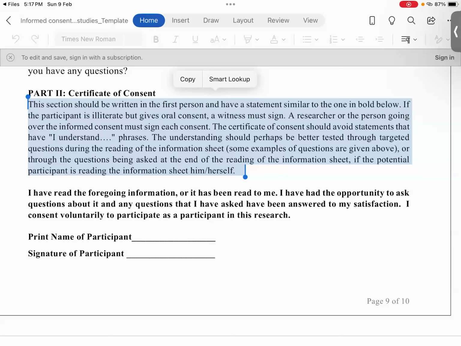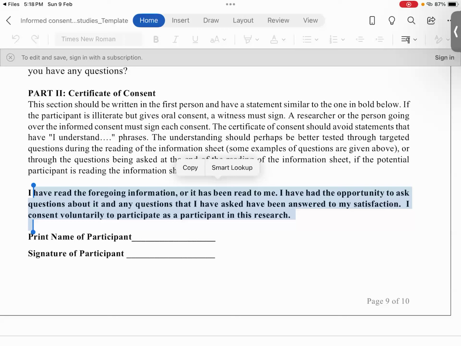And suppose you are working on your own research project and you have to write an informed consent form. Download the informed consent template from a good source like WHO or ICH and use the language. See this statement as well. I have read the foregoing information, or it has been read to me. I have had the opportunity to ask questions, and they have been answered to my satisfaction. Now I consent voluntarily to participate in this clinical trial, in this research. So here are the name of the participant and the signature of the participant.